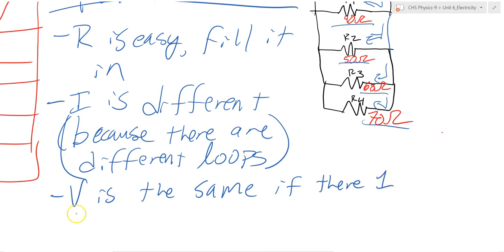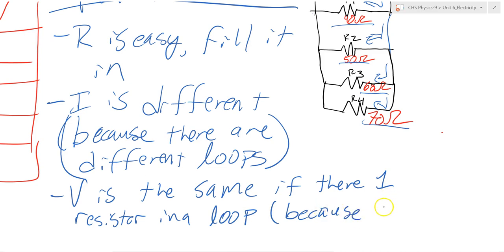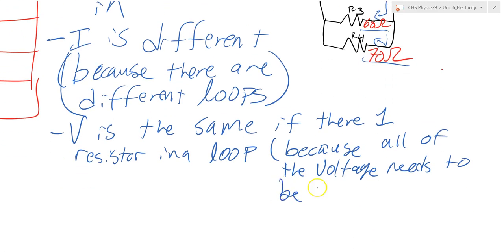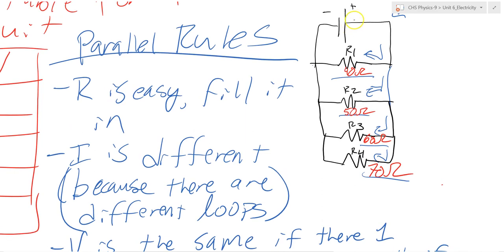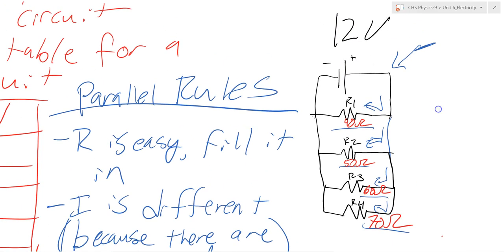If there is one resistor in a loop, all of the voltage needs to be used up. Okay, so if we look over here, for R1, all 12 volts need to be used up going through R1 and going back to where it started from.